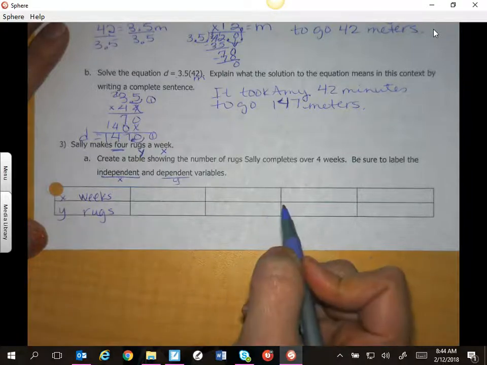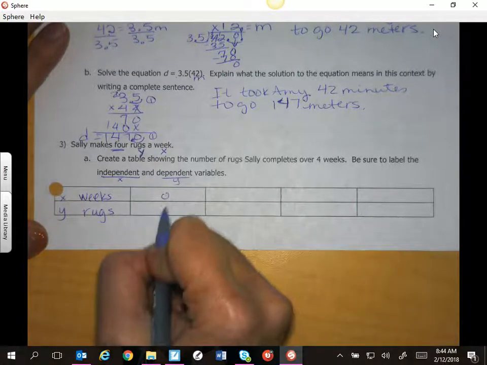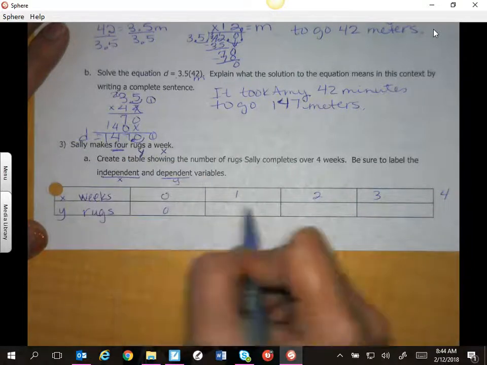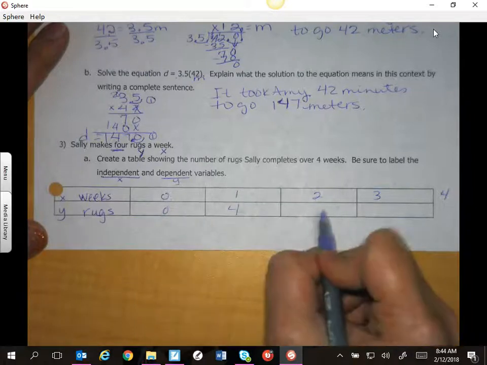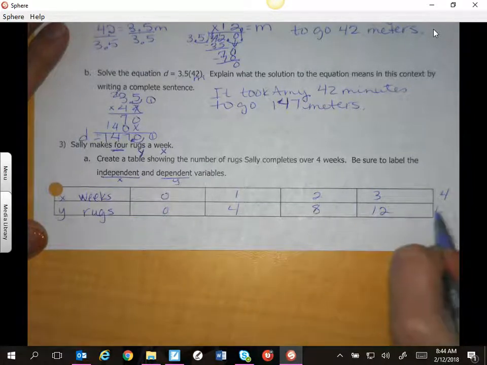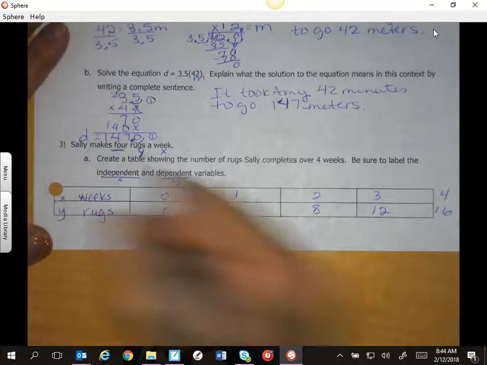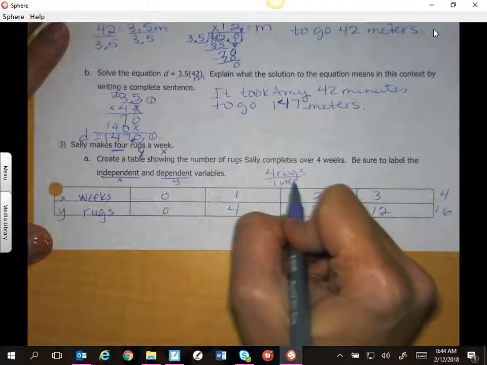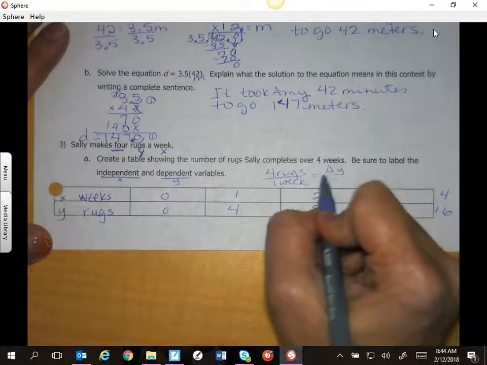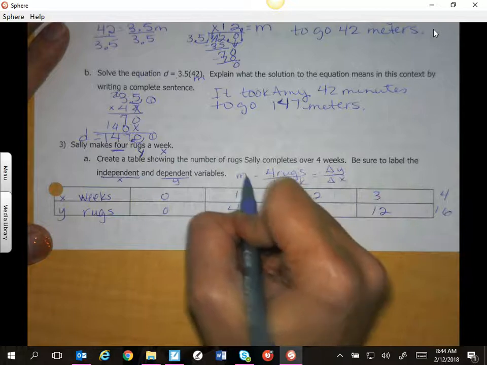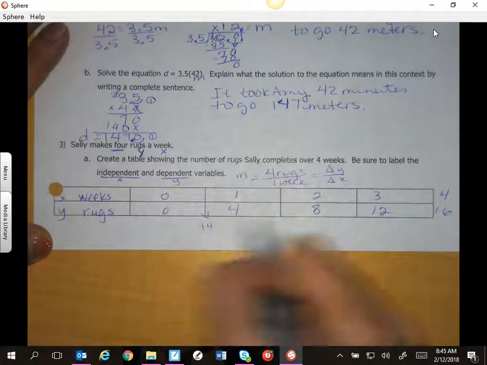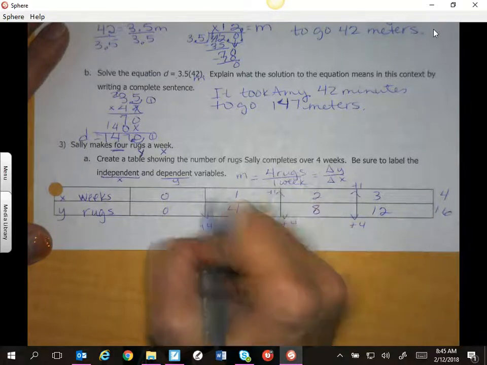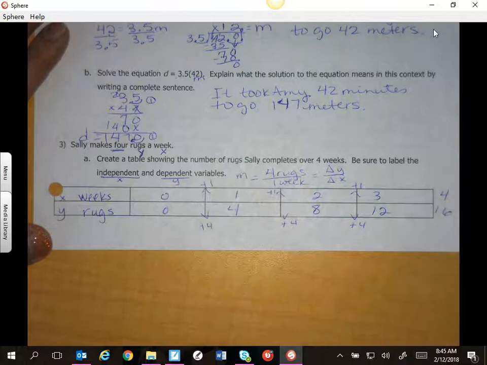You can start at 0 if you like. You can start at 1. 1, 2, 3, 4. If it's 4 rugs a week, then in the first week she's made 4, 8, 12, and 16. Where that 4 rugs in 1 week, that's that change in Y over change in X. This is our slope. This is our M value, right? Because we're adding 4 every 1 week.